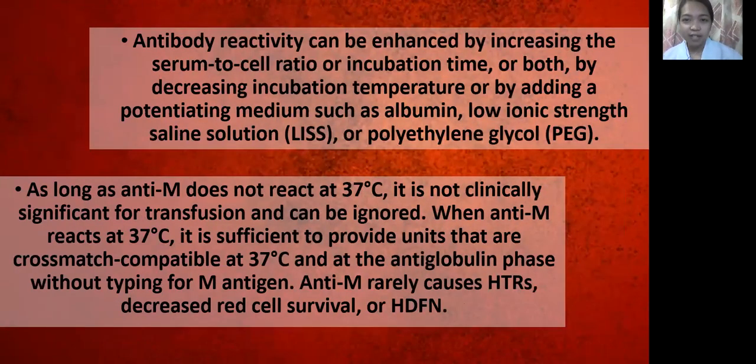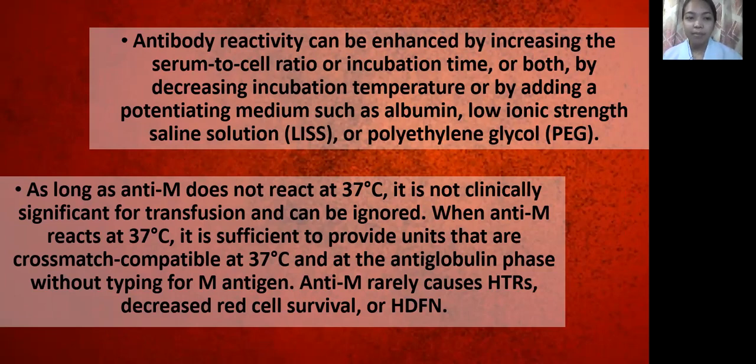Antibody reactivity can be enhanced by increasing the serum-to-cell ratio or incubation time, or both, by decreasing incubation temperature, or by adding potentiating medium such as albumin, low ionic strength saline solution or LISS, or polyethylene glycol or PEG. As long as the anti-M does not react at 37 degrees Celsius, it is not clinically significant for transfusion and can be ignored.